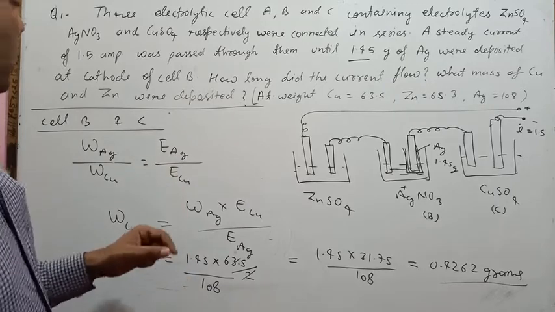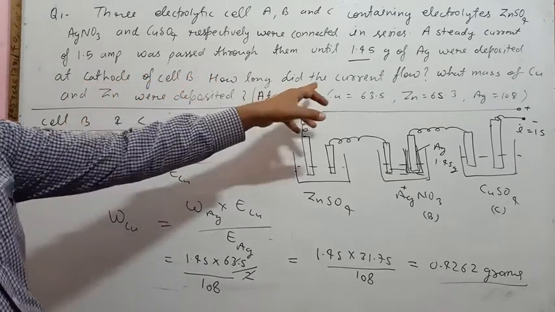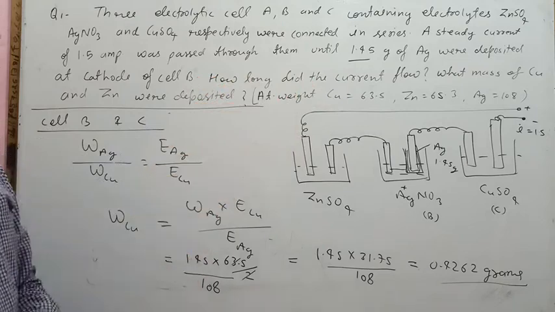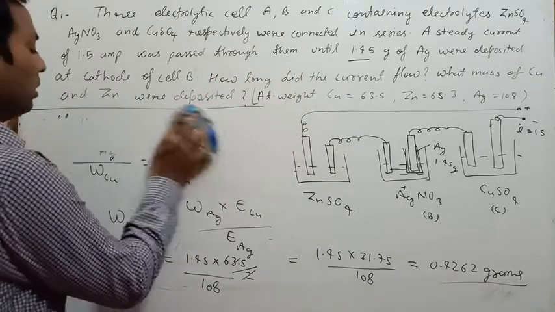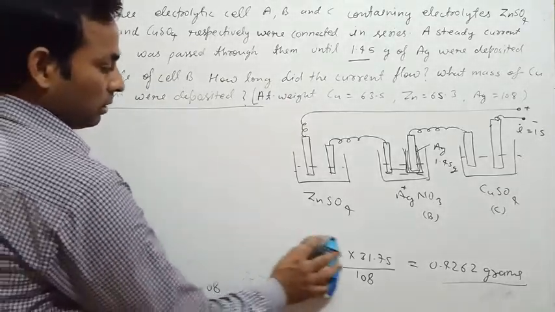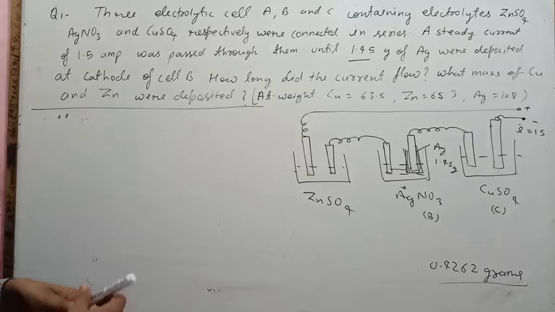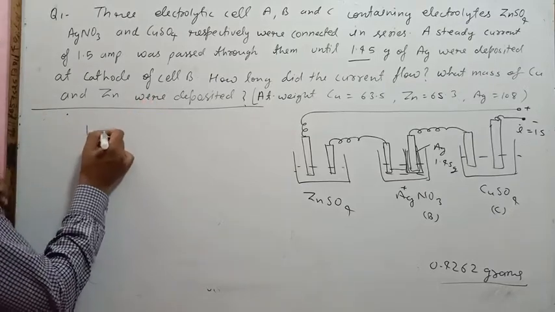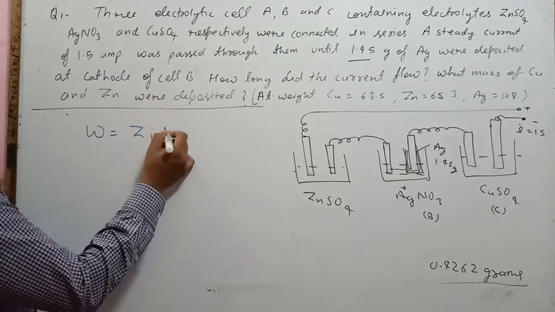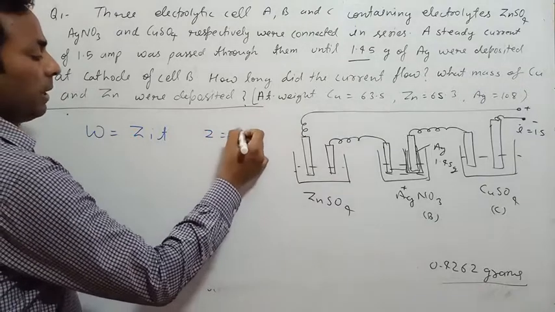Okay, one more question asking: how long did the current flow, and what mass of copper and zinc were deposited? The "how long" means time is being asked. So look here, this is a mass of copper. According to Faraday's first law, W equals ZIt, or Z equals E by F.